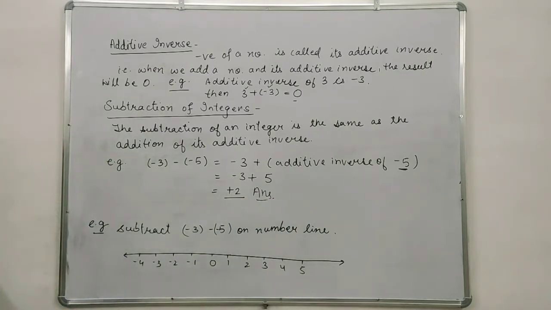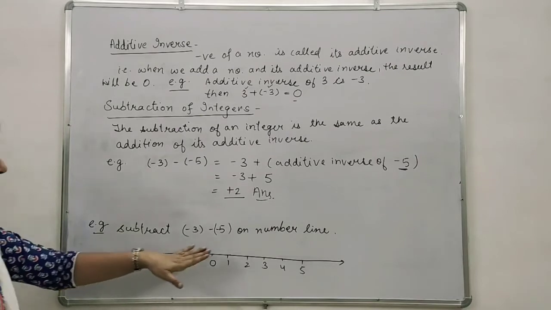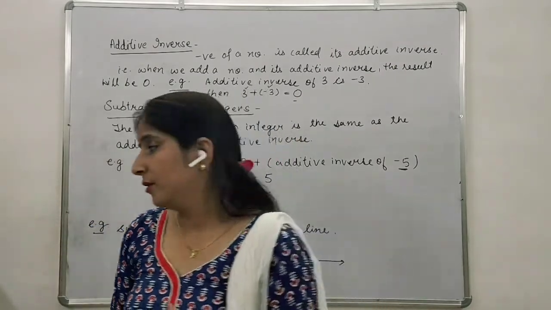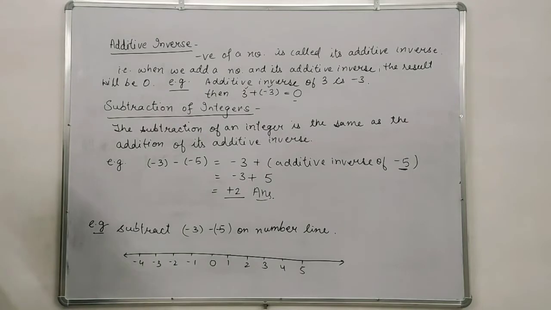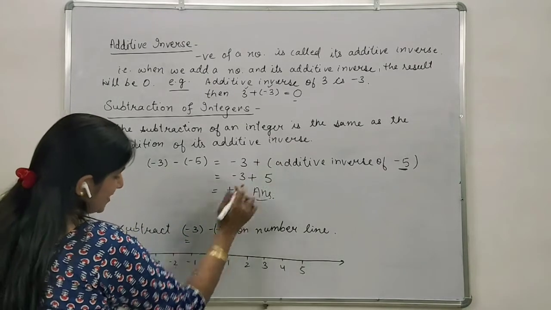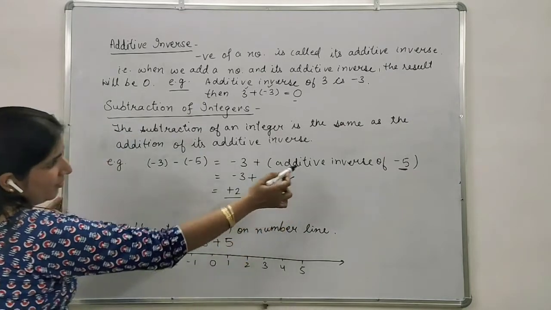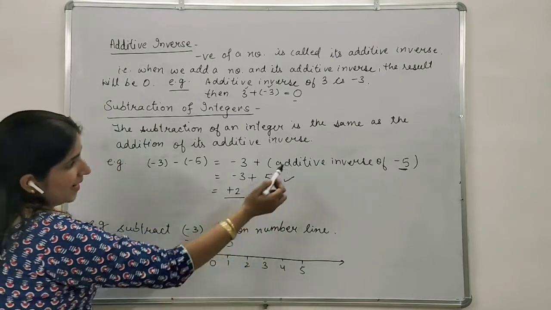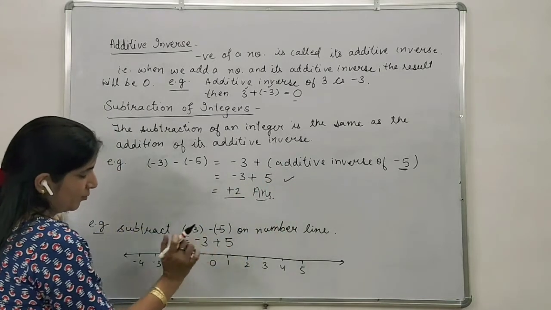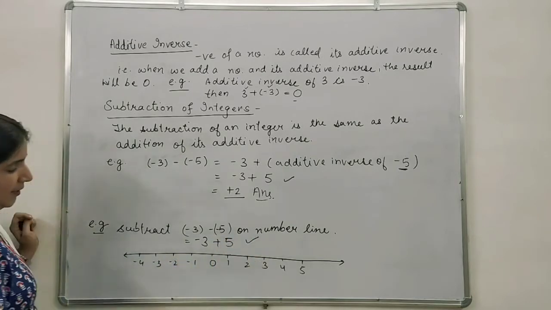Now not only this, let us learn subtraction on the number line. What is the meaning of subtraction on the number line? How can we do this? We need to subtract negative 5 from negative 3. Let me first write it in this format: minus 3 plus 5. We have reached this format which we have written here: minus 3 plus the additive inverse of minus 5. And now we are solving this on the number line.